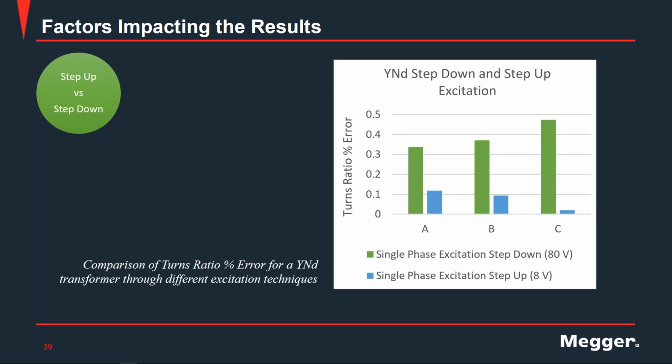An example of how this can be used, here we see a transformer turns ratio percent error improvement when we look at single phase excitation step down versus single phase excitation step up. And what's important to note here is that the test voltage, the excitation voltage for the step down was 80 volts, while in step up, only 8 volts was excited with, but you can see the great improvement to the turns ratio percent error. Again, this is because on this transformer, we were creating more test voltage on the primary as opposed to just injecting 80 volts on that primary.